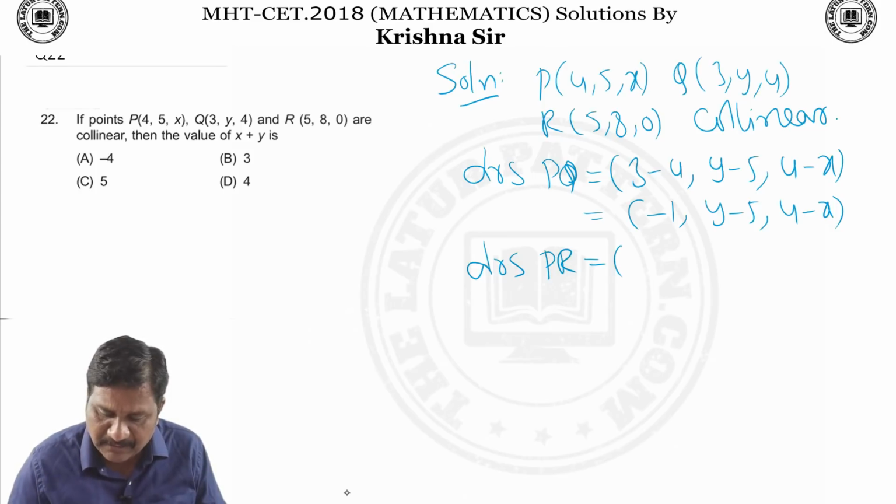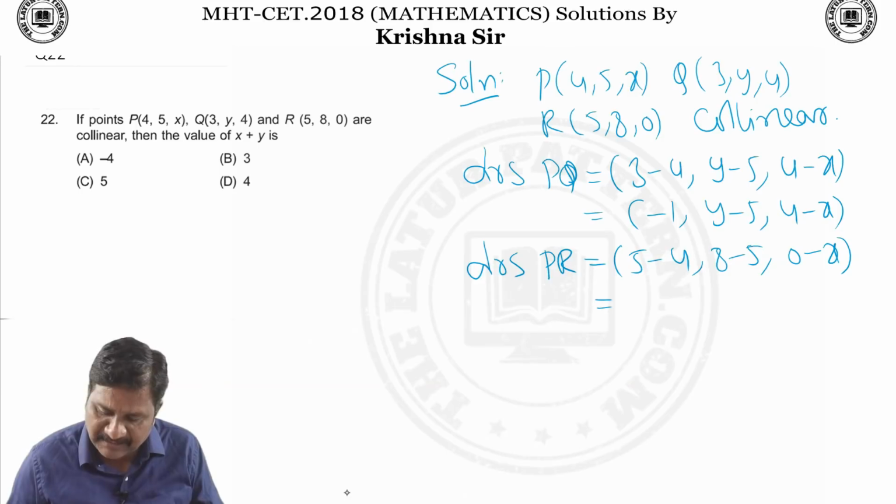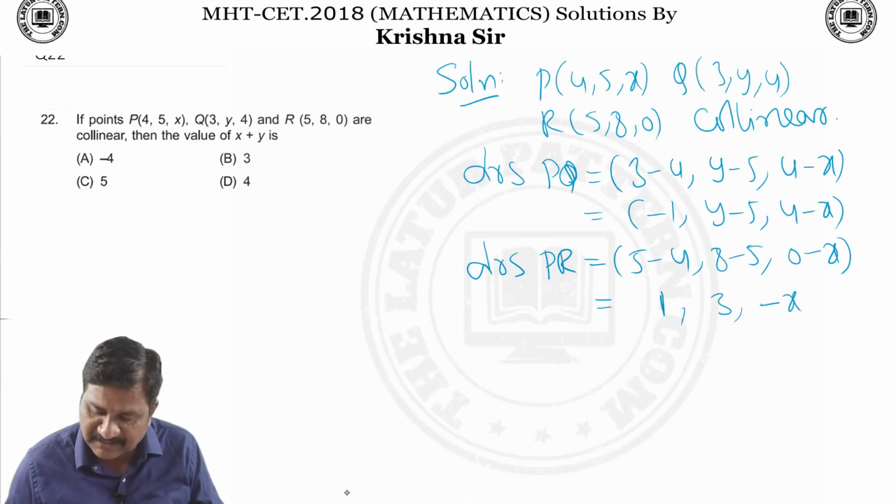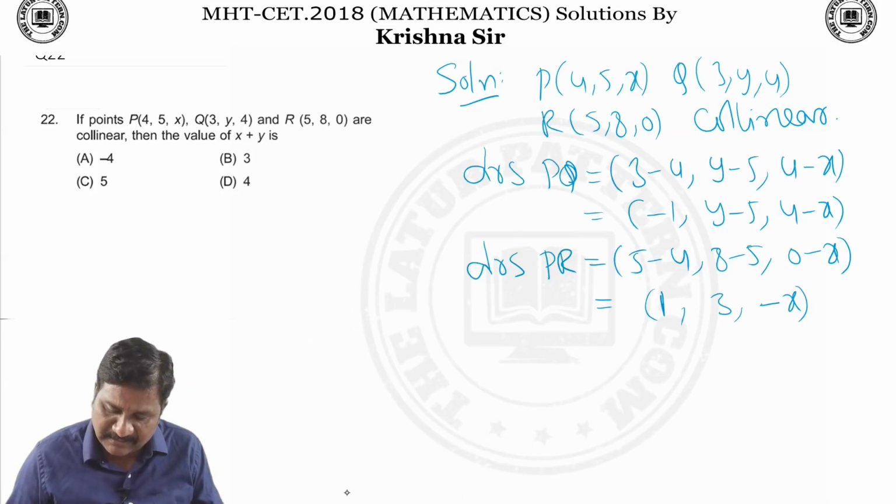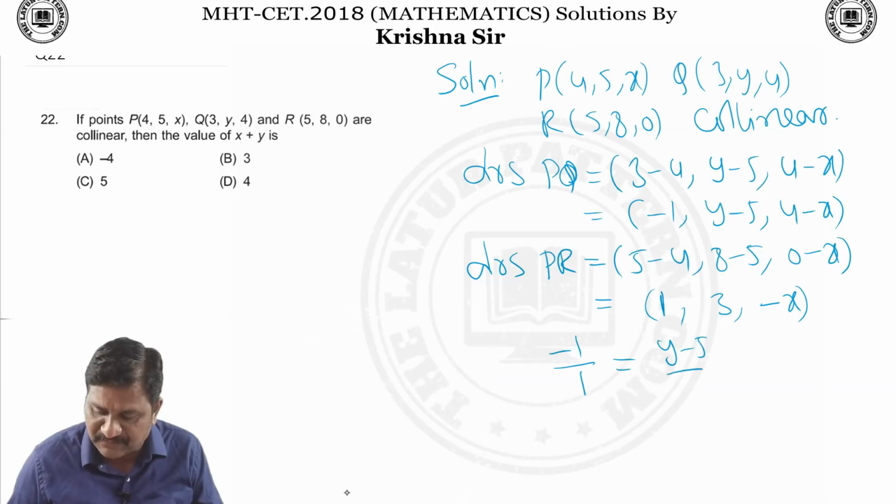Now 5 minus 4, 8 minus 5 from P and R, and 0 minus x. Here it is 5 minus 4, which is 1, 8 minus 5, which is 3, and 0 minus x, which is minus x. Now when they are collinear, the DRs of PQ and PR are proportional to each other, that is minus 1 upon 1 is equal to y minus 5 upon 3, which is equal to 4 minus x upon minus x.